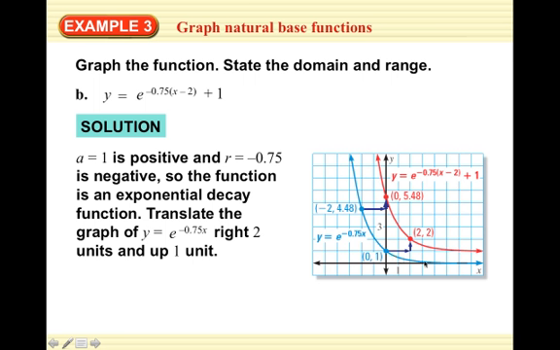Okay, for exponential decay, you know it's going to approach the x-axis asymptotically. It's going to have an asymptote at the x-axis at the line y equals 0. And then from there, you're going to move to the right 2, because it is x minus h, so h is positive 2, so we move 2 to the right. And then we have plus k, so k is 1, so we'll move up 1. So we move each of these 2 to the right and up 1, and we get our final graph.